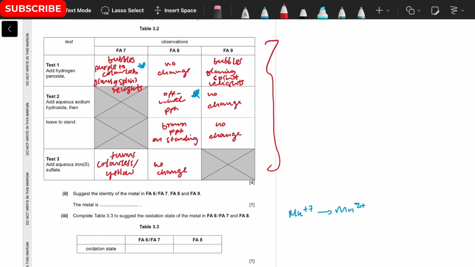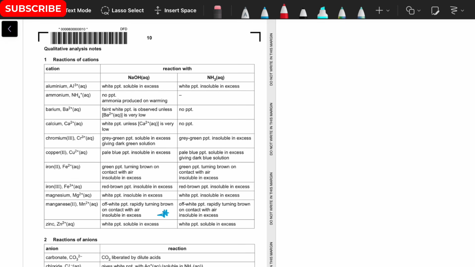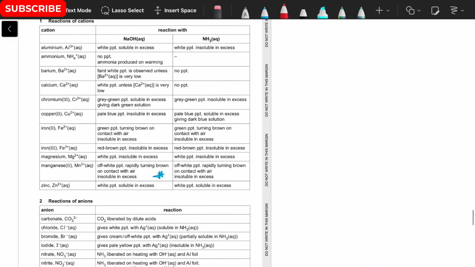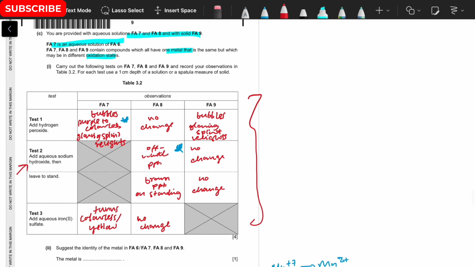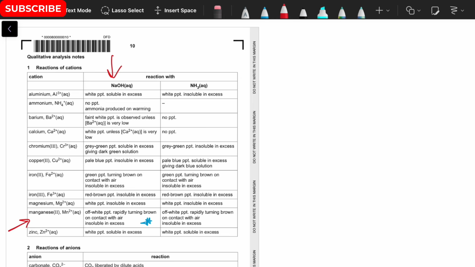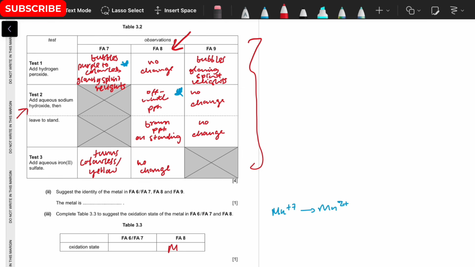I think it's a lot easier to go with, actually, technically, we could do both at the same time. So if you go to the end of your paper, there's actually a table, and if you look at it, we do carry out a test with sodium hydroxide right here. It's also present here. As you can see, the observations we got were off-white precipitate and then brown precipitate on standing. And this aligns with this one right here for manganese 2+. So this must mean that Fa8 is manganese 2+. Right? So, meaning the oxidation state is +2. Therefore, the metal is manganese.